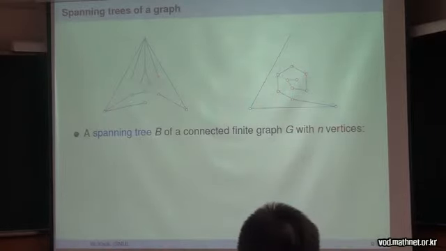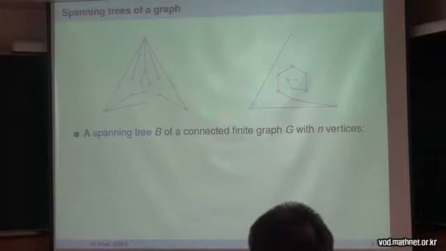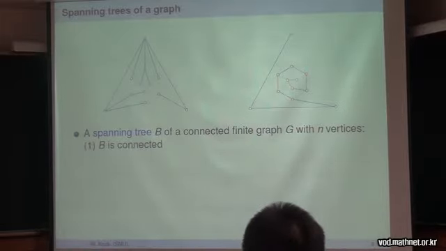So the central theme of today's talk will be spanning trees. Let's take a look at what a spanning tree is. A spanning tree of a connected graph first has to be connected. The picture shows two examples of spanning trees. The spanning tree has to be acyclic, meaning that there is no cycle in the spanning tree. And also, a spanning tree has to have n-1 edges, where n is the number of vertices.